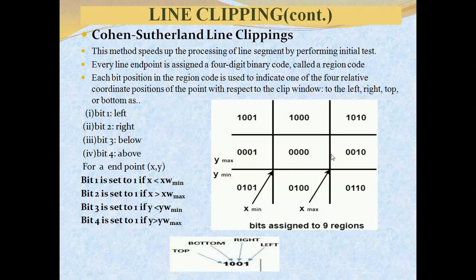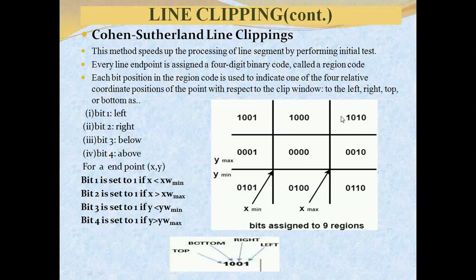Here a picture shows how to assign the 9 region codes. The middle is code 0000, which is the original clip window, and the 8 others are outside of the clip window. You see that on the left part, bit 1 is always 1, which indicates left. Above the window, the leftmost bits are all 1, which indicates the above position.